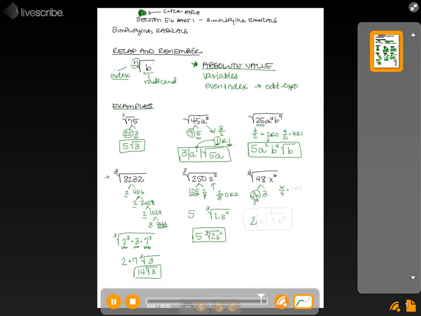6 divided by 4 is 1 remainder 2. That means we have 1 x out in front and 2 x's that stay underneath. Now we do need to check for absolute values. The x does get absolute values because it has an odd exponent with an even index. So there's the answer to our problem. 2 times the absolute value of x, 4th root of x squared. Okay? And those are your notes on simplifying radicals.